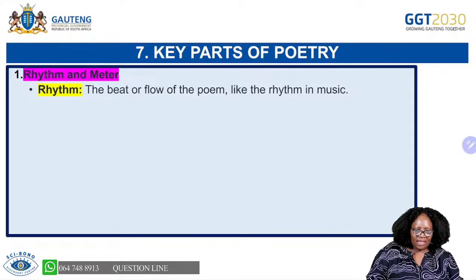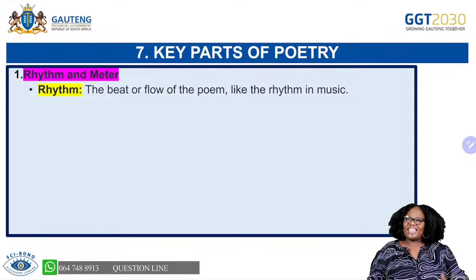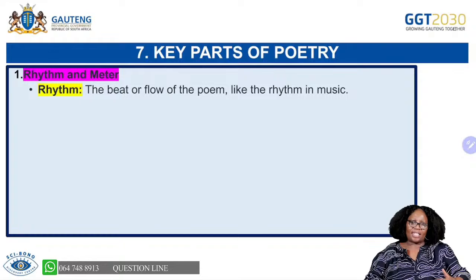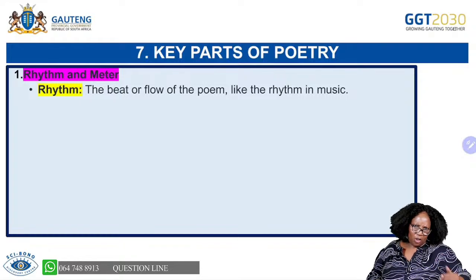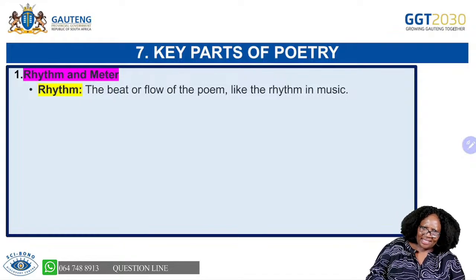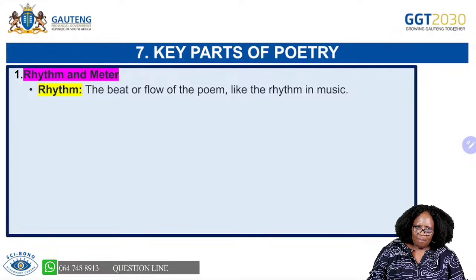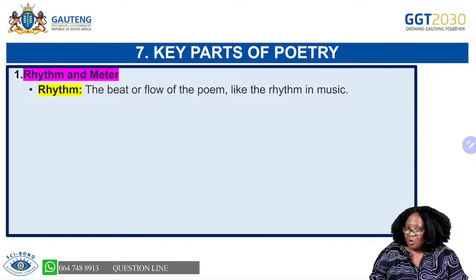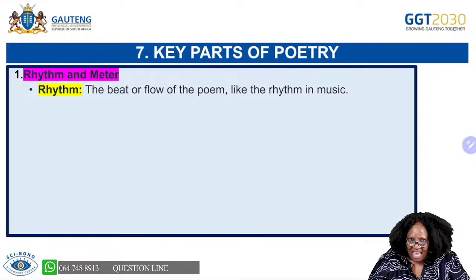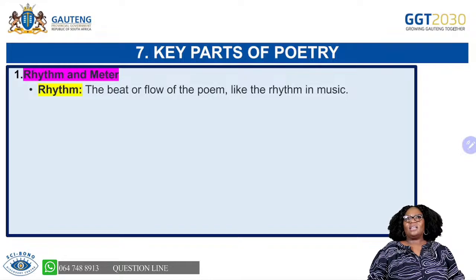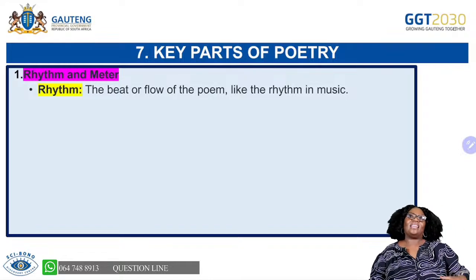With rhythm and meter, there's always the beat or the flow. You know a lot about beats, isn't it? Mama will buy me a mockingbird. You remember who wrote the song? Eminem, of course. So can you see the beat there, the rhythm there?